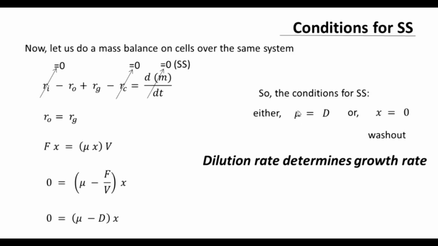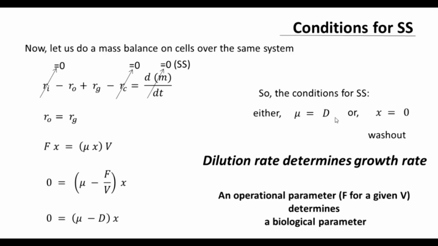The specific growth rate, as you know, is a biological parameter, right? So, by changing an operational parameter, which is the dilution rate, by tweaking a knob, we are able to have control over the growth rate of the organism, which is a biological parameter. That is something very, very profound here. So, an operational parameter F for a given V determines a biological parameter. That's the significance of this equation. That will happen under steady state conditions of operation of a chemostat. So, if you want the cells to grow at a higher rate, you just have to increase the flow rate, and the cells will grow at a higher rate until a certain point. We will see that.